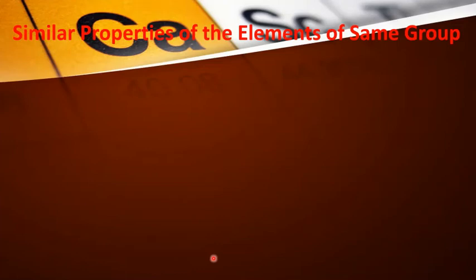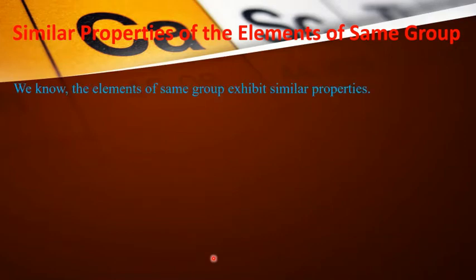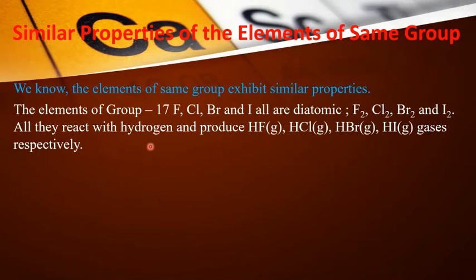Now, similar properties of the elements of the same group. You know, the properties of the elements of the same group are similar. Just one example will be shown here. The elements of group 17, that means fluorine, chlorine, bromine and iodine, all are diatomic. Fluorine and chlorine are gaseous, but bromine is liquid, and iodine is solid. But they all belong to group 17, so they are all diatomic.